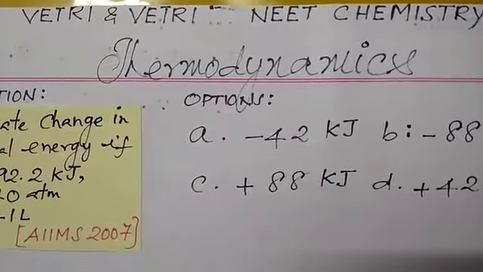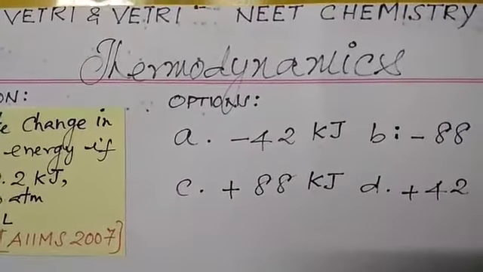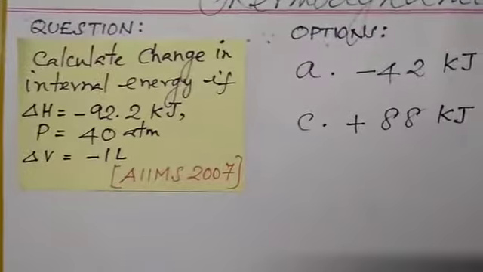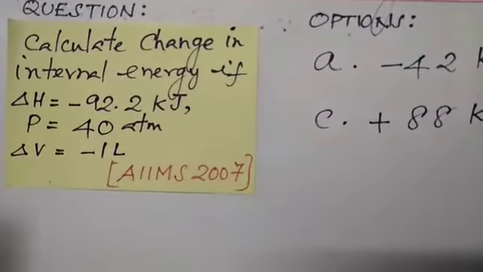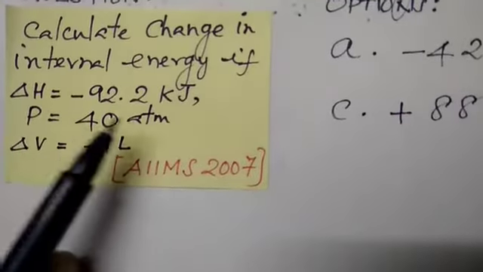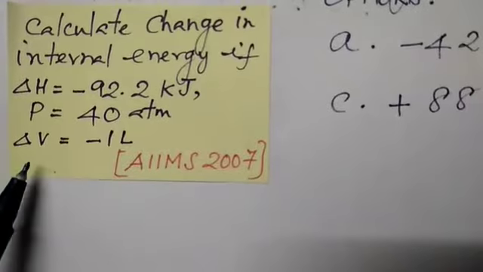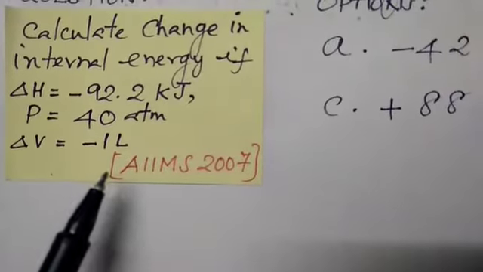Today I am going to give the video on the topic of thermodynamics. Okay, now let us see the sum. Calculate the change in internal energy if delta H, with the unit of kilojoules, pressure is 40 atmosphere and change in volume is equal to minus 1 liter.